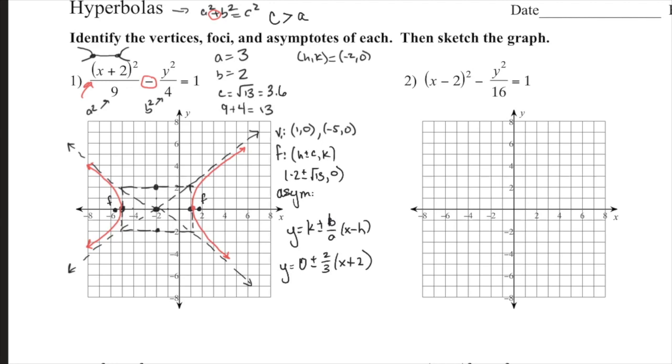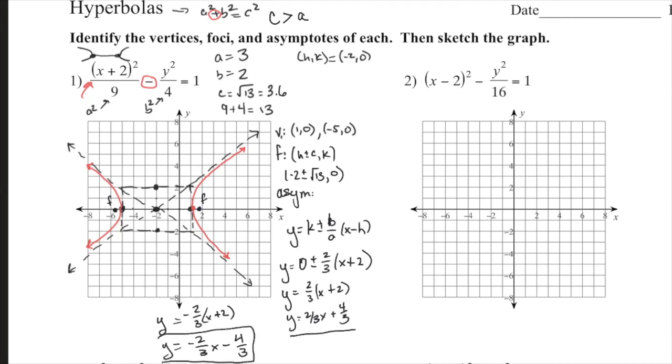And so I can separate these. These are typically written as two different lines. So y equals 2/3 times x plus 2. I could multiply that out, and we get y equals 2/3 x plus 4/3. The other side of that is negative 2/3 times x plus 2, and I'll distribute that. We get y equals negative 2/3 x minus 4/3. And so I would get two asymptotes that look like this.